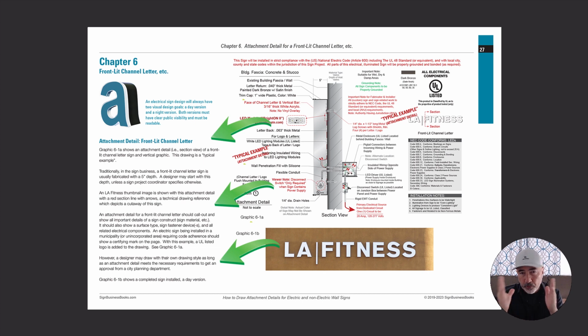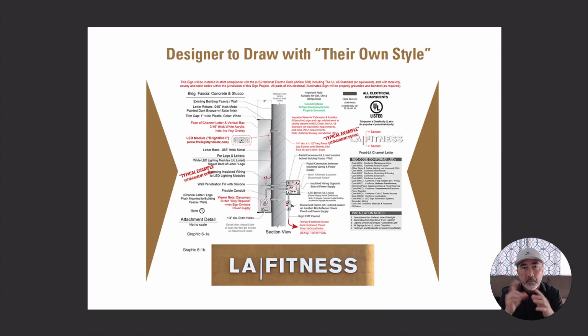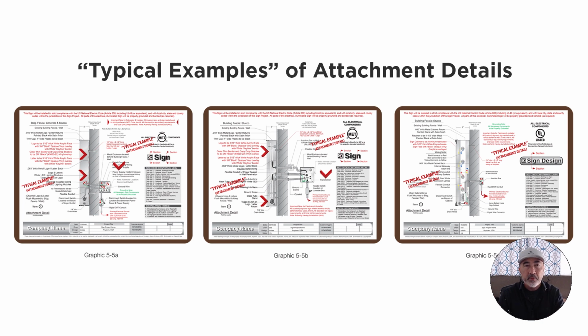Each chapter has a brief explanation of the details shown on the page. So on the left side of the page, there's a brief explanation with minimal verbiage. Because this guidebook was created not only to learn, but it's designed that you can use the templates right away. The example of the front lit channel letter does not, I repeat, does not have to be drawn just like this. These details in this book are to be used as typical examples. I tend to overdo my drawings so they look pretty in depth.